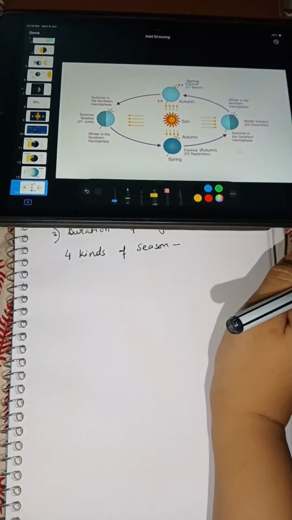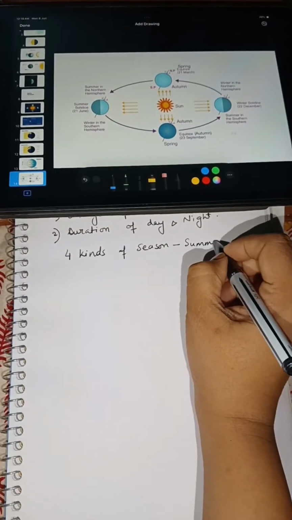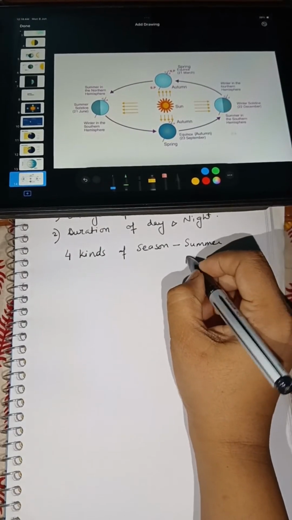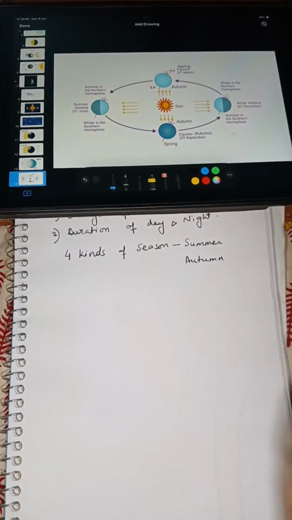What are these 4 seasons? We generally get summer, then we have autumn. And please remember, we are not discussing the climate or seasons of India. This is in general. On revolution we are talking about the types of seasons, because in India there is a huge kind of season, that is monsoon and retreating monsoon.